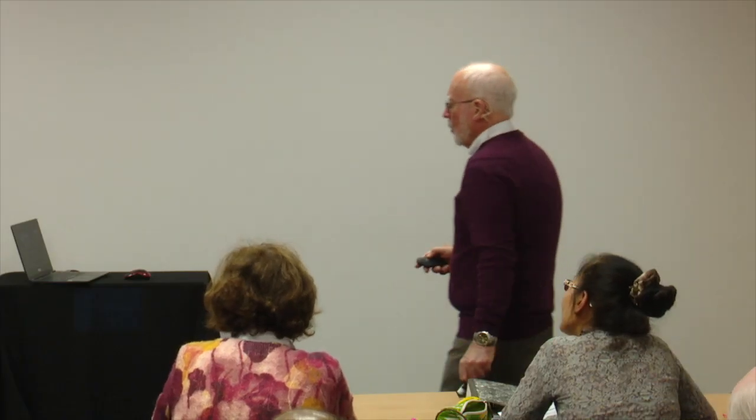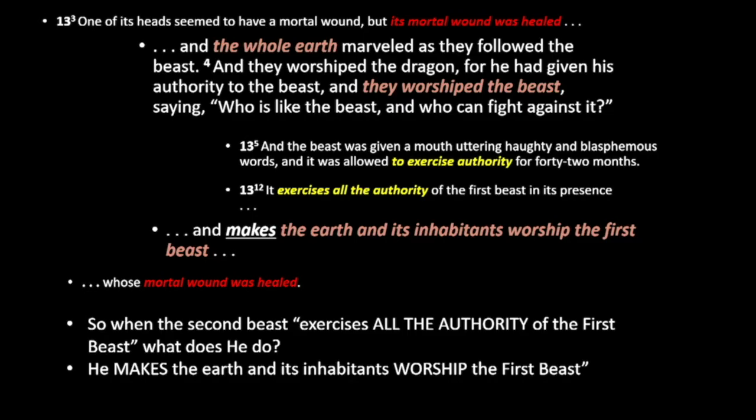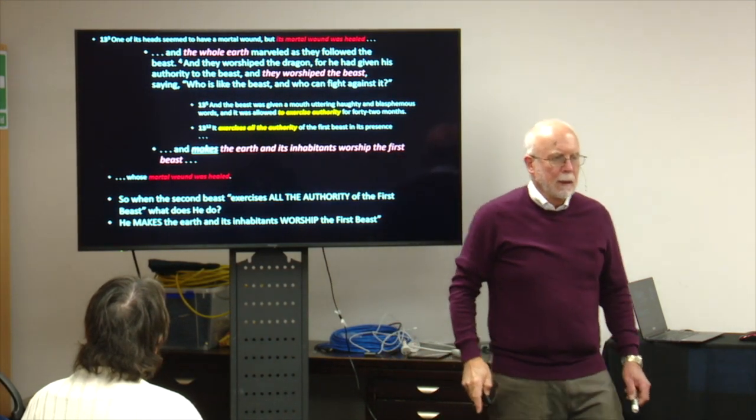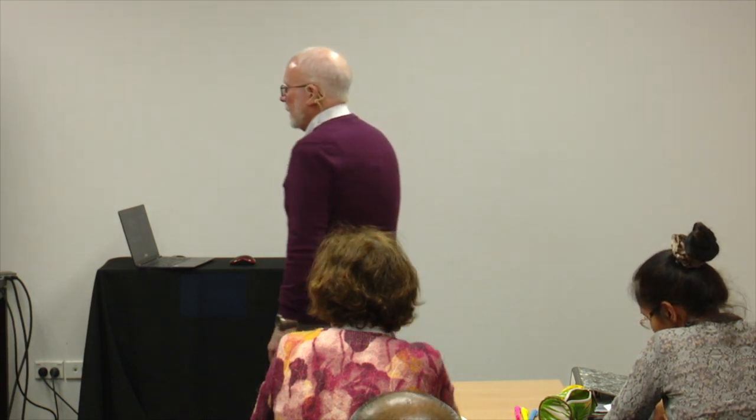So when the second beast exercised all the authority of the first beast, what does he do? He makes the earth and its inhabitants worship the first beast. Are we clear on this? He makes them. When it exercises the authority of the first beast, it makes the earth and its inhabitants worship the first beast. And how does it do that? By persecution. Make, causes, force, pressure. That's what's behind that word. Not gentle encouragement, but the hard fist is going to come. And in that hard fist, are we okay on this so far?